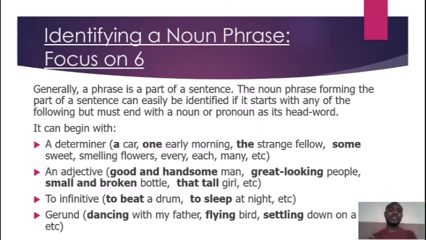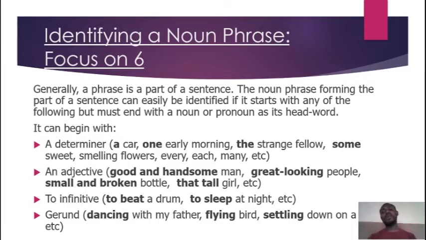So when you see these things beginning sentences, watch and make sure it ends with a noun to give you the noun phrase. Secondly, a noun phrase can be introduced by an adjective or groups of adjectives. Now look at this first one. Say good and handsome man. Good and handsome are adjectives. Man is what? A noun. So when you piece them together, or line them together, you have what we call a noun phrase.